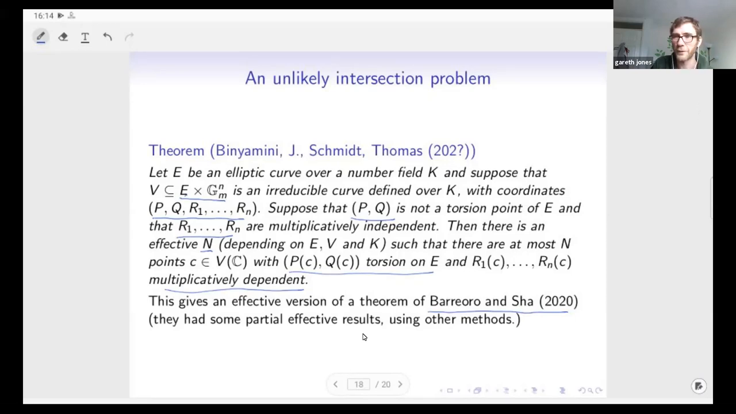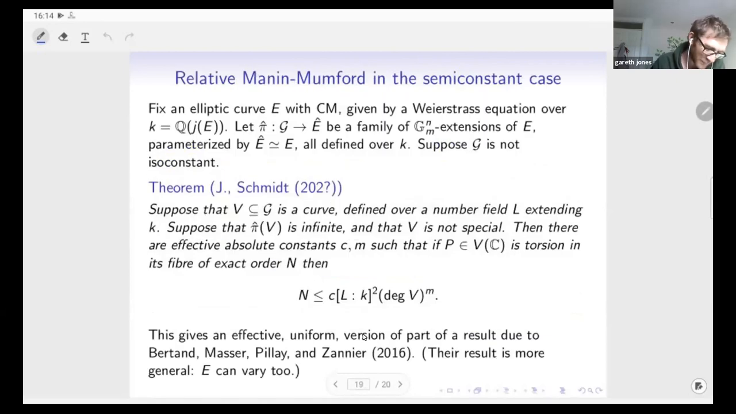So I'll state one more result, if that's okay. Sure, yeah, that's fine. It's the most technical. So for this one, I fix an elliptic curve E with complex multiplication, and I still assume it's given by a Weierstrass equation over Q with its j-invariant. Now this one we consider a family of G_m^n extensions of E. So I have groups which sit in an exact sequence like this.